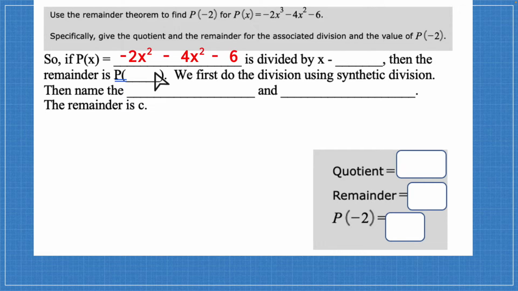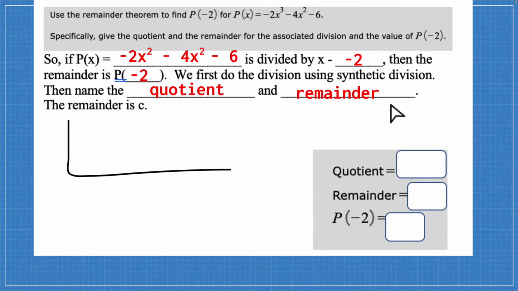So if our function is negative 2x cubed minus 4x squared minus 6, and it's divided by x minus negative 2, then the remainder is p of negative 2. We first do the division using synthetic division, then name the quotient and the remainder. Okay, so we're going to write our pieces down here with just the coefficients. So we already know we're dividing by negative 2. That's what they've been asking us to do.